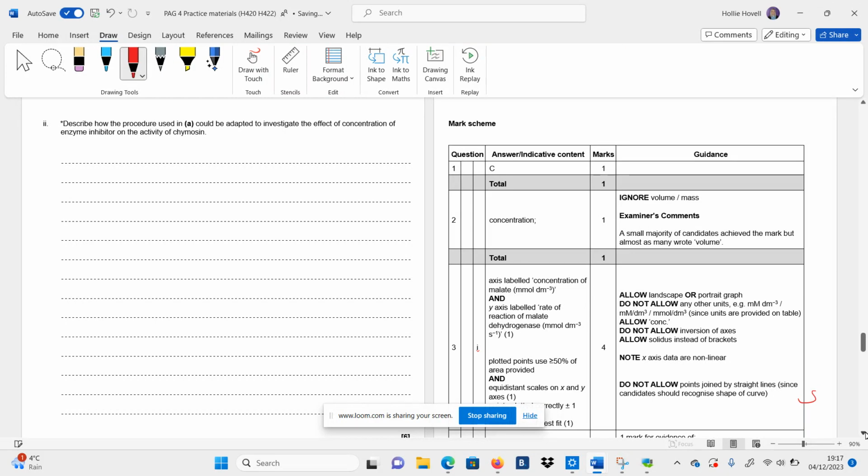I was just seeing if I could plug in the computer, sorry. Let's find it.